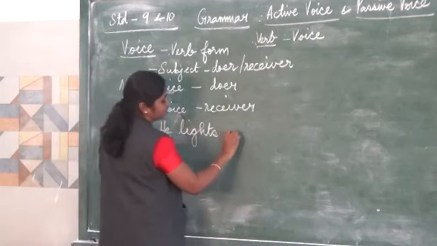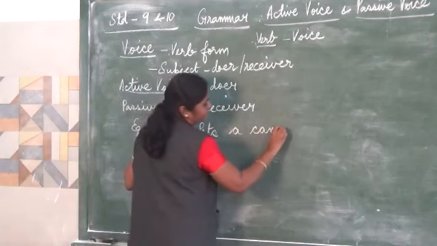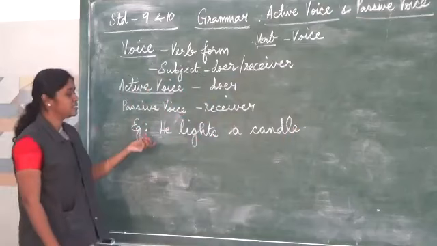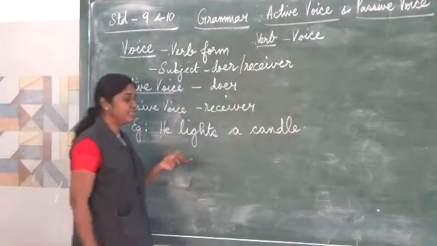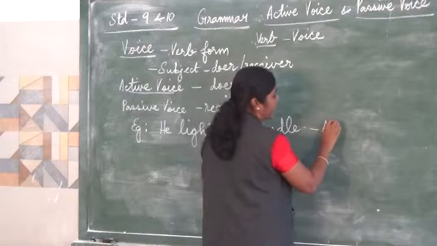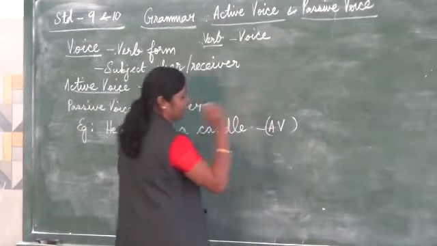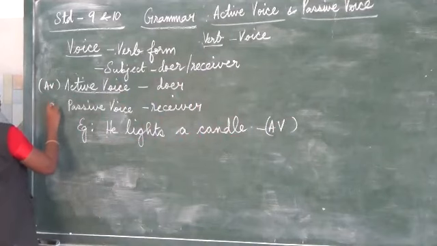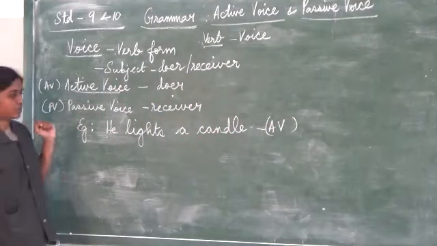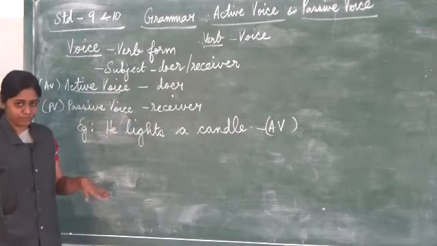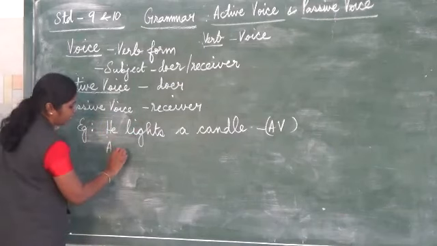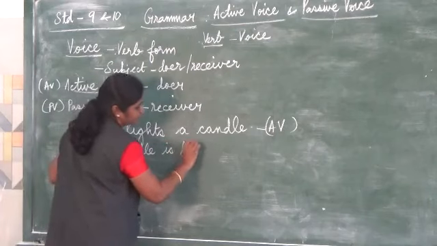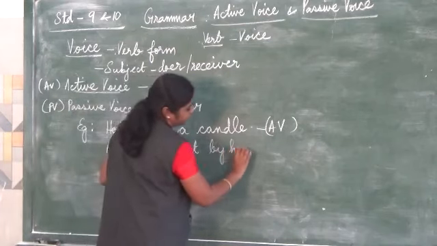He lights a candle. This is a very simple sentence, and this sentence is in active voice. Clear? AV means active voice, PV means passive voice. Now, what is the passive form of this sentence? A candle is lit by him.